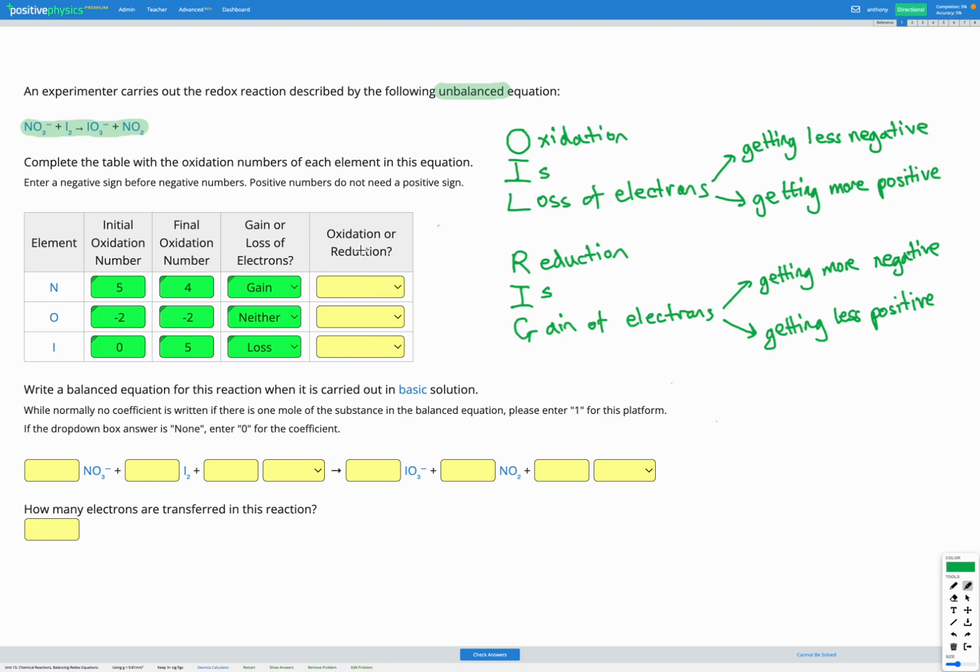Finally, we need to figure out if oxidation or reduction has happened for each of these. Nitrogen gained electrons, and gain of electrons means reduction. So nitrogen has experienced reduction. Oxygen experienced neither gain or loss of electrons, so oxygen has experienced neither oxidation or reduction. Iodine has experienced a loss of electrons, and loss of electrons means oxidation. So iodine has been oxidized.